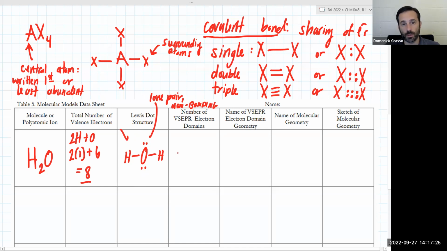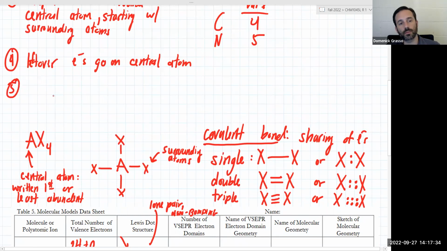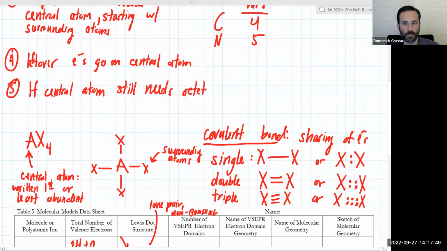This Lewis structure is 2-dimensional. You're 3-dimensional because the molecules you're made of are 3-dimensional, so we have to figure out what's happening in 3 dimensions. Step 5: I'm going to add this, but we're not using it because water's already done. But if our central atom still needs an octet, we're going to try multiple bonds.